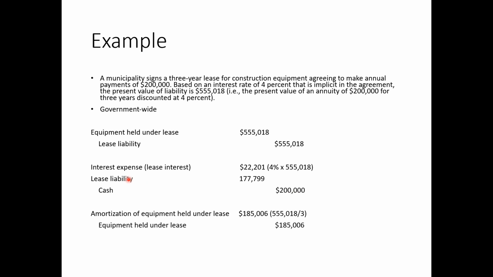Okay, then we're going to debit interest expense. Interest expense is calculated based on the outstanding liability and the interest rate, which is 4%. So we debit interest expense, then the rest will be a reduction in lease liabilities. In the next period when we pay $200,000, our interest expense will be reduced because the outstanding liability is smaller, right?